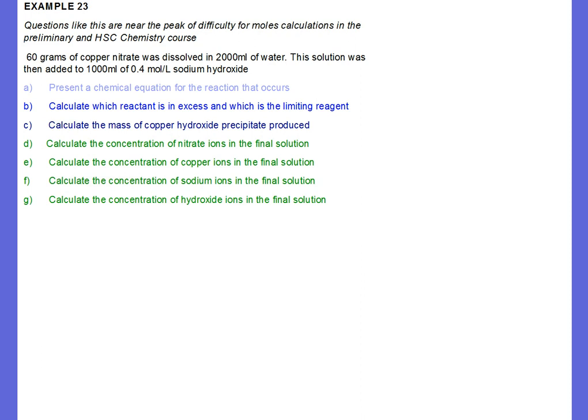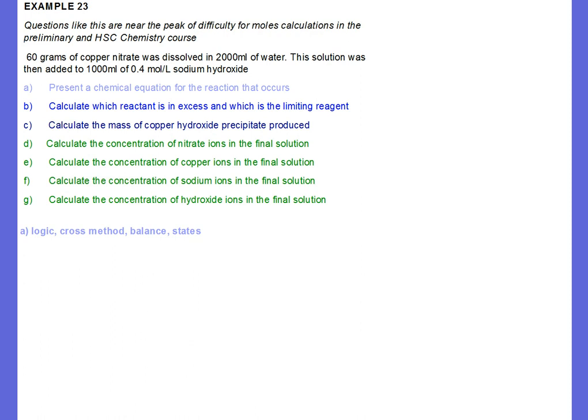First we've got to calculate the chemical equation, what's in excess, what's limiting, the mass of copper hydroxide precipitate produced, and the concentration of these four ions in solution. So the first thing, present a chemical equation for the reaction. Now we haven't seen this sort of equation before, not in prelim chemistry anyway, and you might have to use some thinking. It tells you the copper nitrate was dissolved, it was a solution of sodium hydroxide, and a copper hydroxide precipitate was produced.